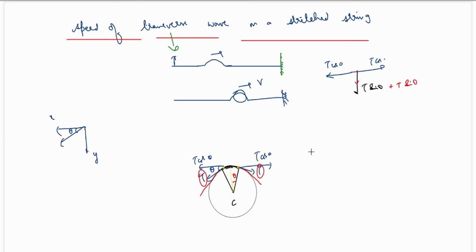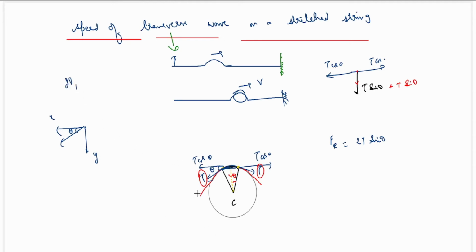Therefore, the net force towards the center would be 2T sin theta, and this would be a restoring force, because this force tries to restore the string to its original configuration or original shape. Let's call the restoring force Fr, which is equal to 2T sin theta. Let the length of this small element be called dl.